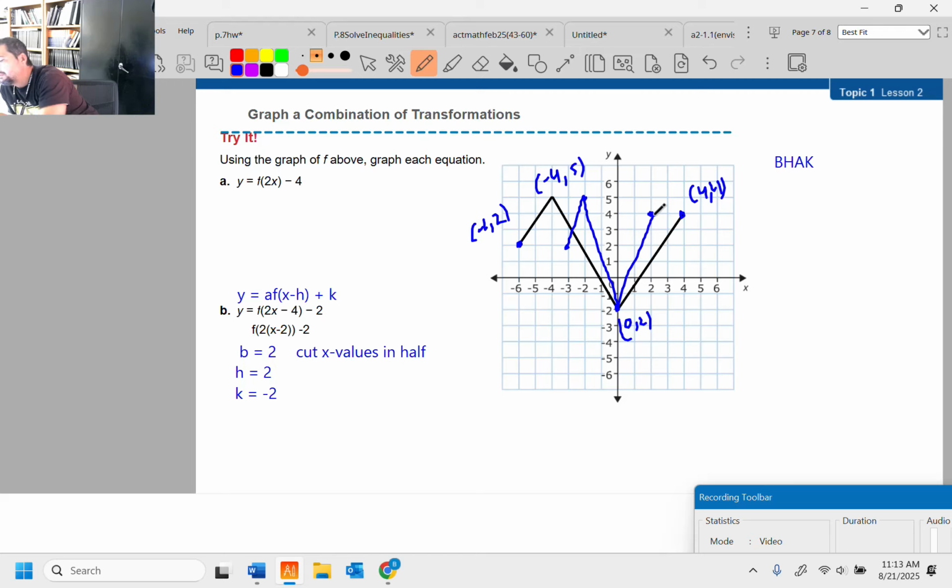We've done a horizontal compression. The next thing would be H. H is 2. That means shift right 2. So we're going to move everything over 2 units. And then we're going to do K. That's down 2. So drop 2. Right there, right there, right there, right there.